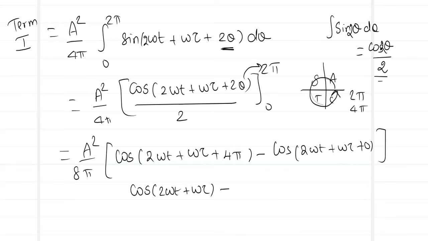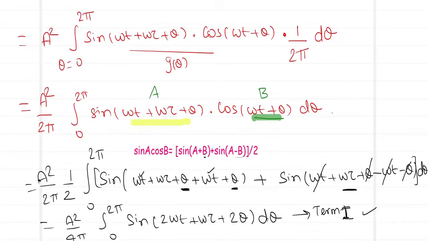Coming to the second term, you have 2 omega t plus omega tau plus 0. 0 is nothing but the initial line. It hasn't moved anywhere but stays over there. Hence we have the same term as cos of 2 omega t plus omega tau. Now these two terms cancel off each other with the positive and negative sign, leaving you the value for term number 1 as 0.